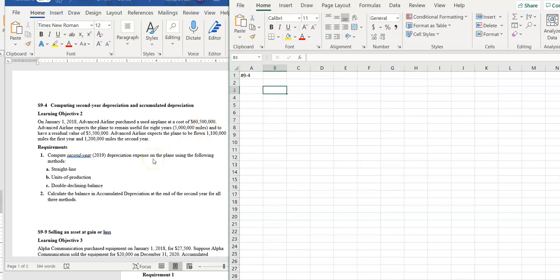On January 1st of 2018, Advanced Airline purchased a used airplane at a cost of $60,500,000. Advanced Airline expects the plane to remain useful for 8 years, or 5 million miles, and to have a residual value of $5,500,000. Advanced Airline expects the plane to be flown 1,100,000 miles the first year and 1,200,000 miles the second year. All right, they wanted us to compute the second year depreciation expense on the plane using the following methods: straight line, units of production, double declining, and then calculate the balance and accumulated depreciation at the end of the second year for all three methods. Okay, well, we're going to do first year and second year.